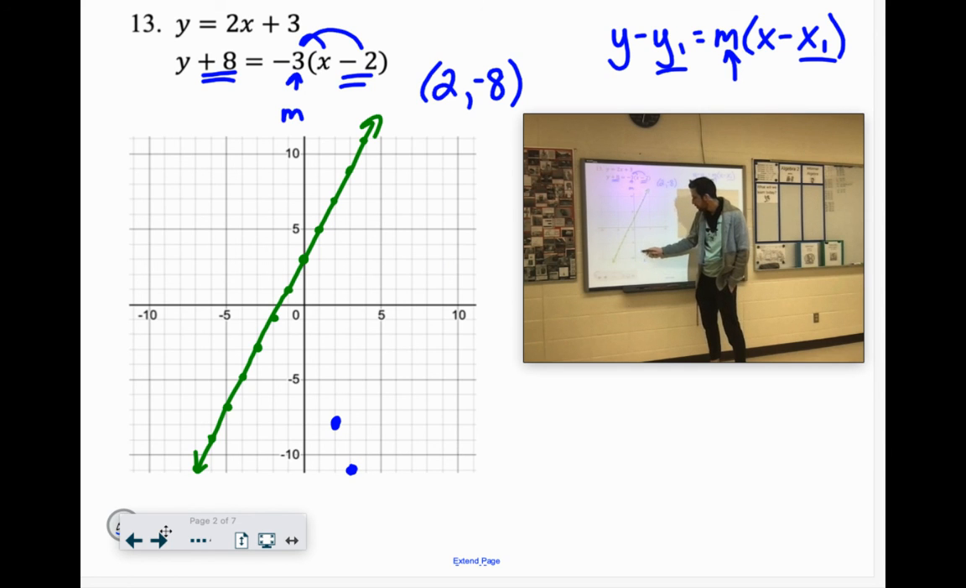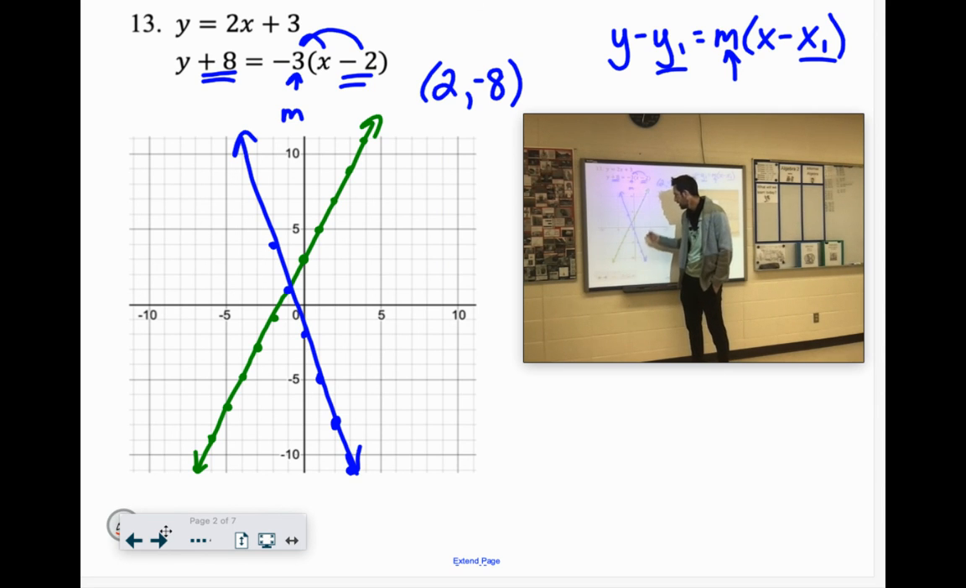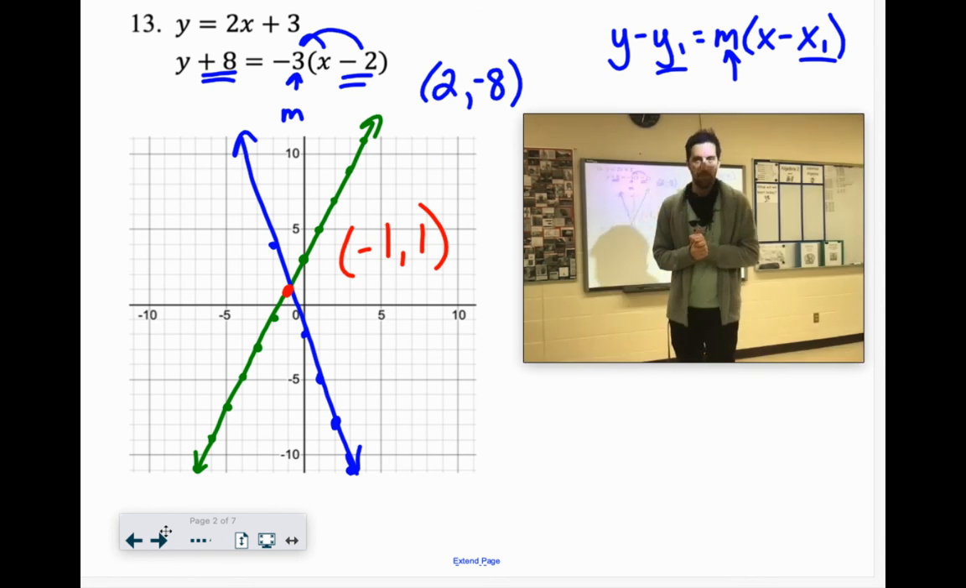Or if we wanted to go backwards, we can go up 3, left 1, up 3, left 1. Oh, that's where they cross. We can keep going, but we have the point of intersection, which is what we need. And that coordinate right there is negative 1, 1. So we're going to graph 2 more, but I'm going to start the next video for those.